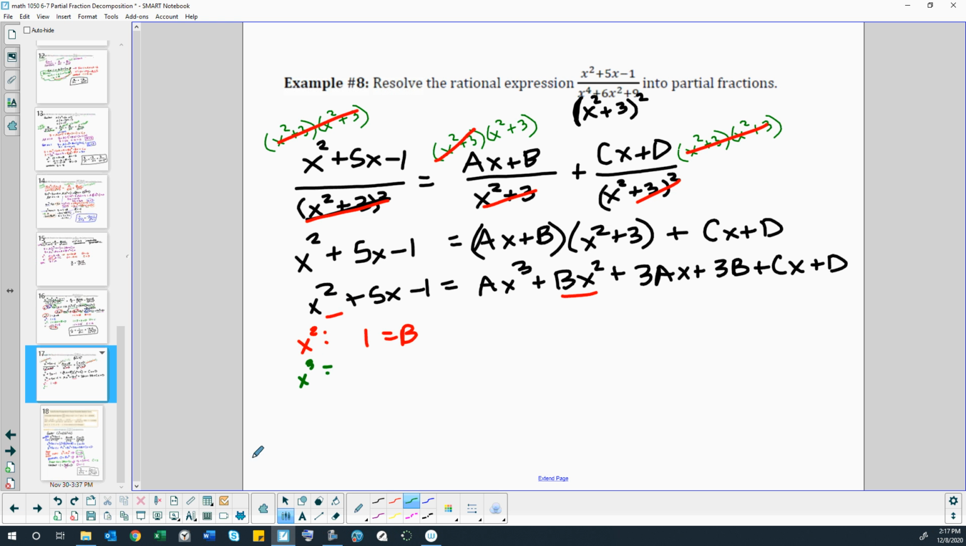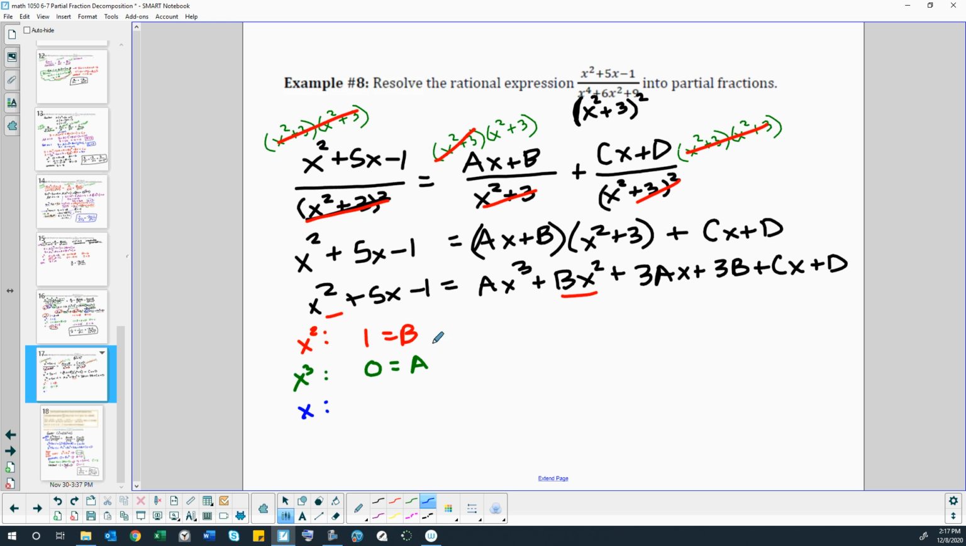Wasn't paying attention when I realized I needed to make an x cubed grouping. So we have 0 on the left, and we have a on the right, so there's a. Some of these problems just fall apart.